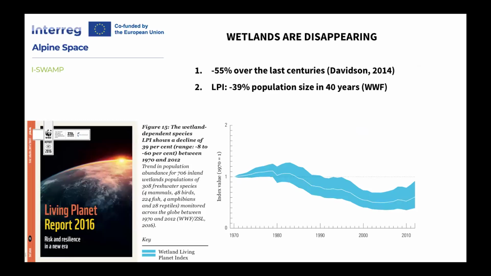So why did we work on wetlands? The main fact is that wetlands are disappearing. It appears that they have lost more than half of their cover worldwide in the last centuries. And this obviously had an impact on their biodiversity.